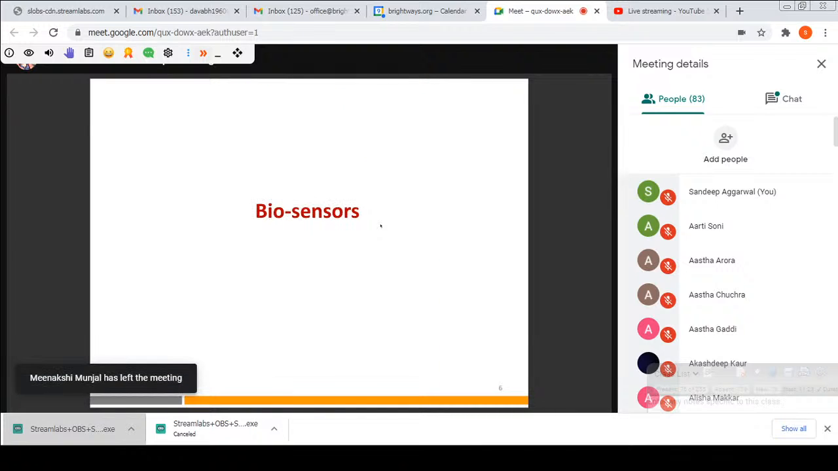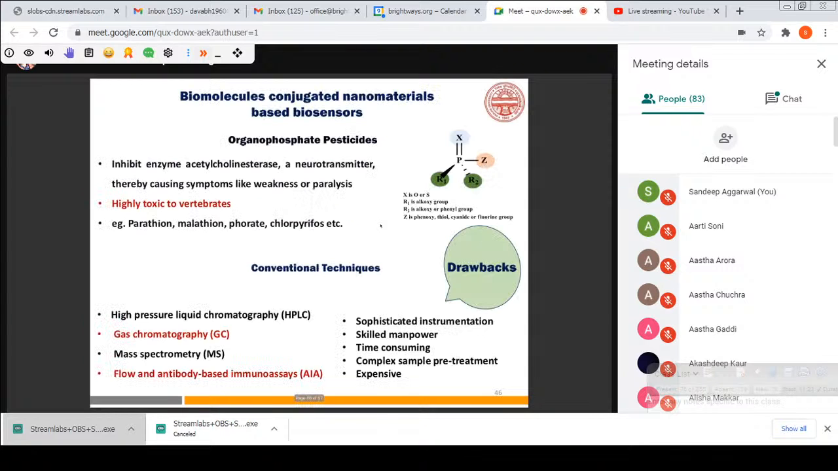Okay, so with this background, I'll come to the last part of my talk, which is called applications in biosensors. We have tried to use different types of materials to make different biosensors. What we worked upon was making biomolecule-conjugated nanomaterial-based biosensors.